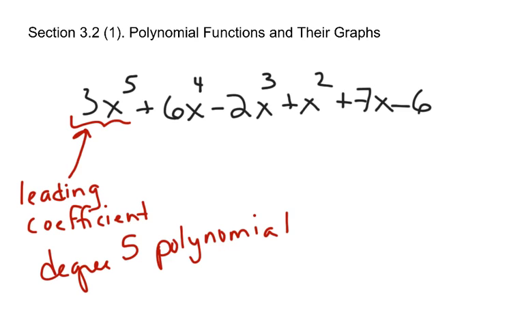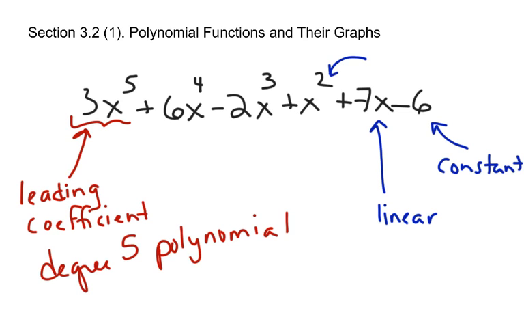Now inside of this polynomial, remember that the term that doesn't have a variable with it is known as the constant. This one, because it's got an x to the first power, we call the linear term. So x squared would be the quadratic term, and negative 2x to the third would be the cubic term, and so on.